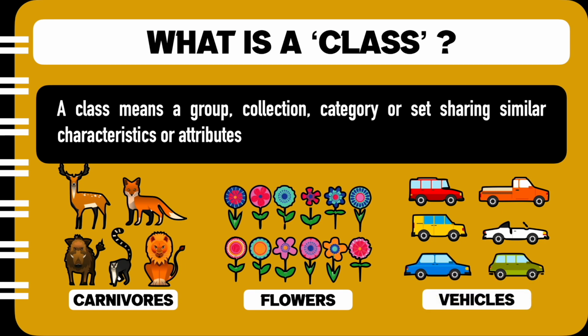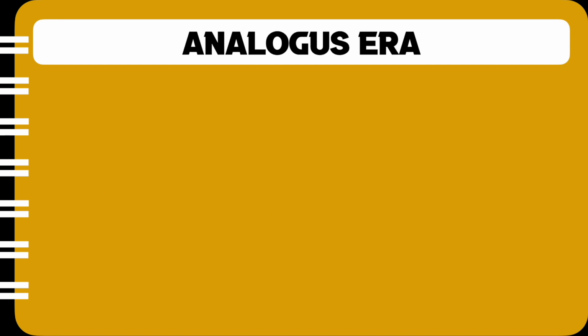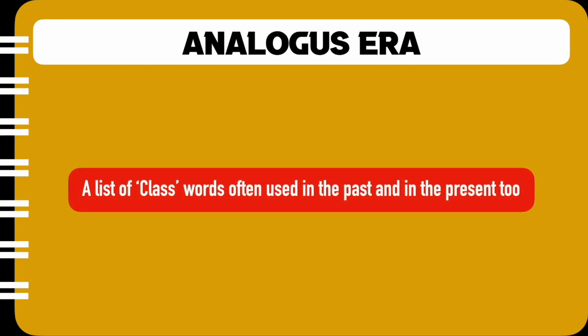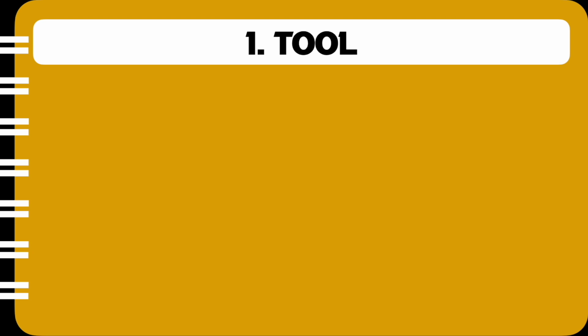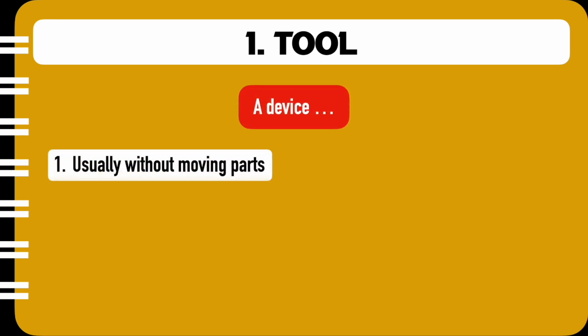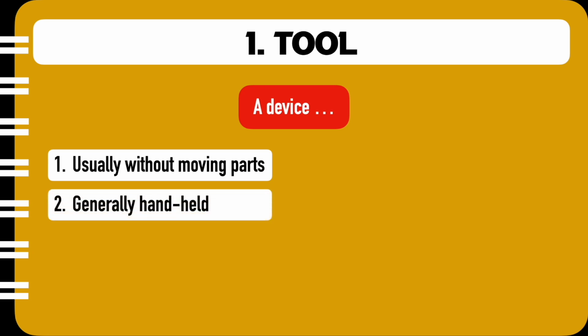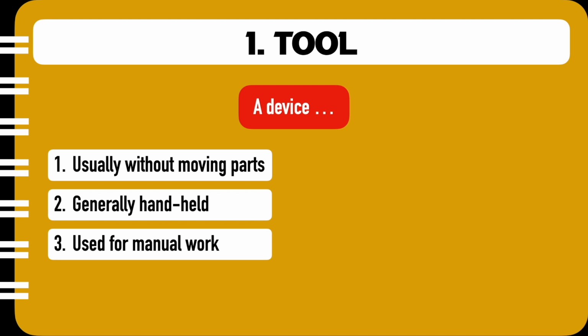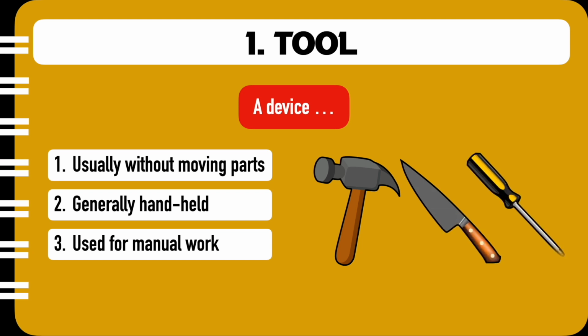So now that we have spoken about class categories, first I would like to start with the analogous era, and I'll be showing a list of class words often used in the past and they are used in the present too. So starting with the first one, I'm going to be talking about a tool. A tool is a device. It is usually without any kind of moving parts. It is generally handheld and it is used for any kind of manual labor. A good example would be a hammer, a knife, and a screwdriver. Please note, none of these tools have any moving parts.